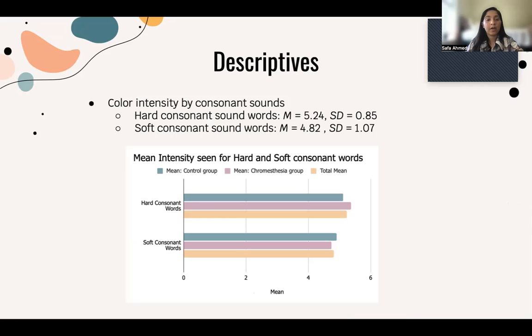When I looked at whether color intensity differs by consonant sounds, I found that hard consonants had a slightly greater color intensity overall and for the different groups, but for the individual groups, it didn't vary by much.